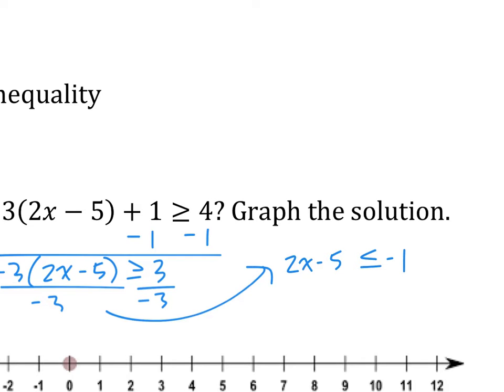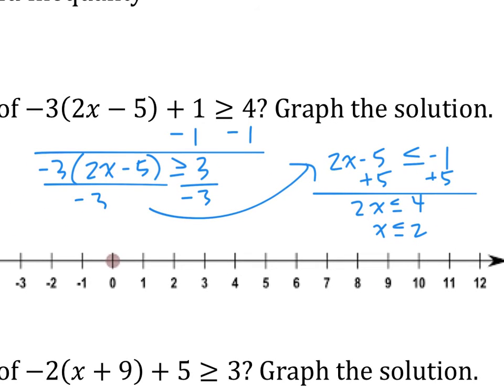Okay, now we can just solve it. So plus 5 plus 5, 2x less than or equal to 4, divided by 2, x is less than or equal to 2. So very easy. Closed circle on 2, less than.